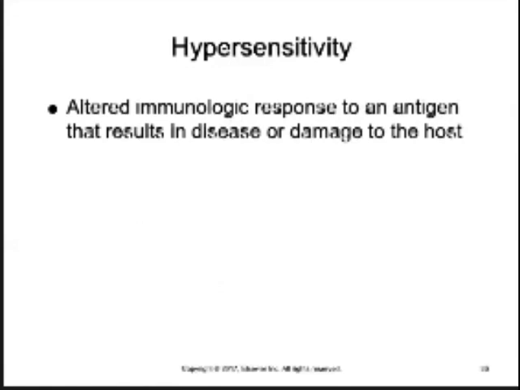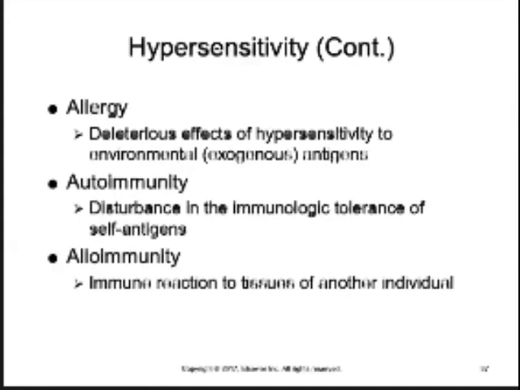Hypersensitivity is altered immune response to antigen that results in disease or damage to the host. Basically, your immune system overdoes it. Allergy is the damaging effects of hypersensitivity to exogenous antigens. Autoimmunity is the direction of your immune system against your own antigen. And alloimmunity is an immune reaction to tissues from another individual. And this is expected, okay?